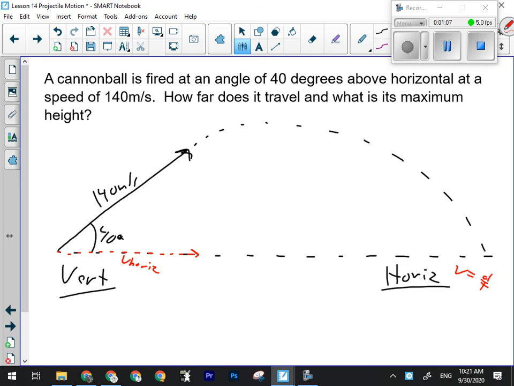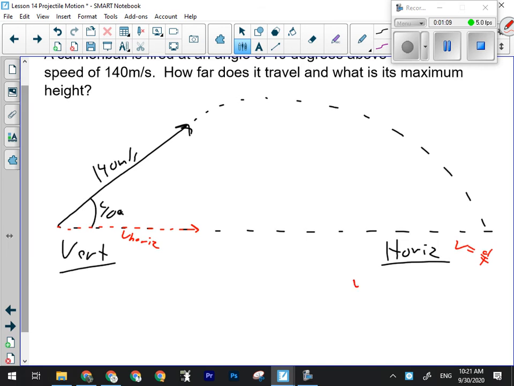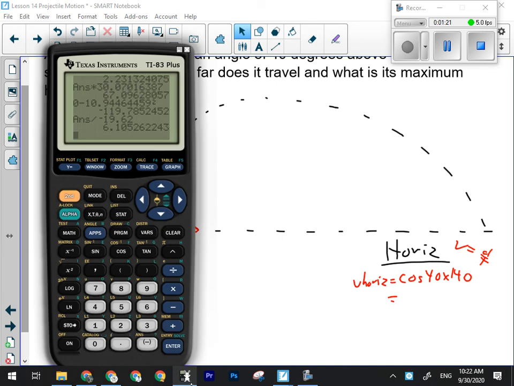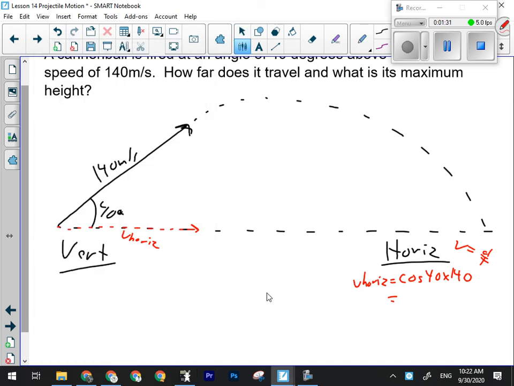So to get that horizontal component, that's going to be the cos of 40 times 140, giving us how fast the cannonball's moving horizontally. That's 107.246 meters per second. This angled vector also has a vertical component.